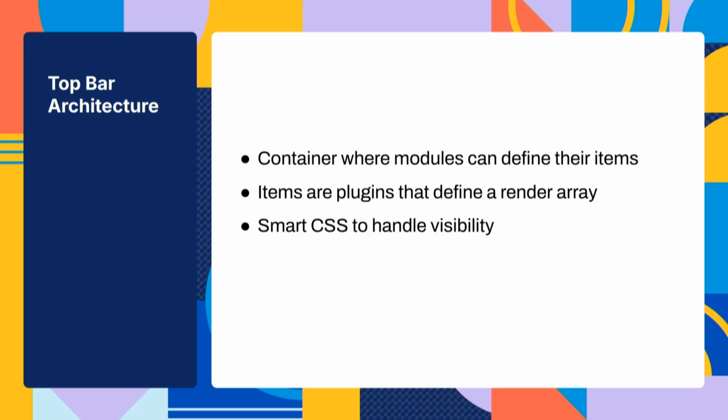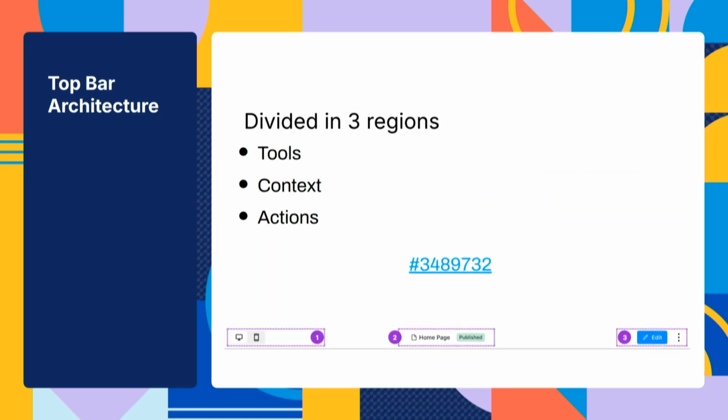So thank you. Let me talk briefly about the architecture. The top bar, as you said, is a container where you can define some items. Those items are plugins that you can define in your module or wherever with a render array. Then we have some smart CSS that handles the visibility of everything. So if there are no available top bar items on a specific page, the top bar is hidden. And it's divided into 3 regions. From left to right, you have tools, which are things that you can do on your page. In the initial design, we have that mode to preview the page in desktop and mobile mode.